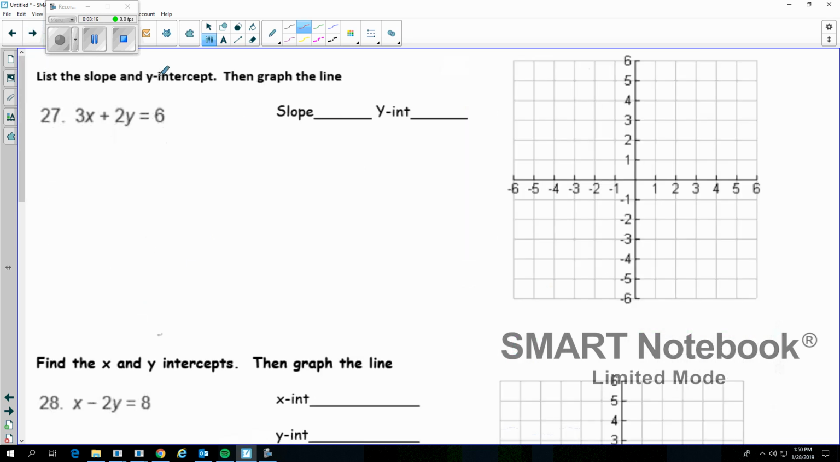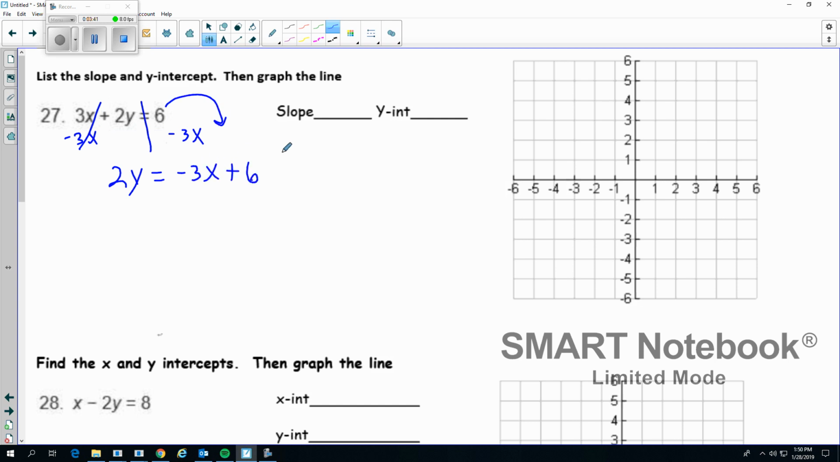Okay, so now what we're going to do is list the slope and y-intercept, then graph the line. So the difference here now is you're going to have to solve for y. On the previous page, we didn't have any problems with that. They were all fairly simple. So we're going to go ahead and solve for y. I'm going to start by subtracting 3x on both sides. So that cancels that out. I'm going to be left with 2y equals, and what I'm going to do is put the 6 behind this. It's personal preference. So it's a +6, so I tack it on as a +6.